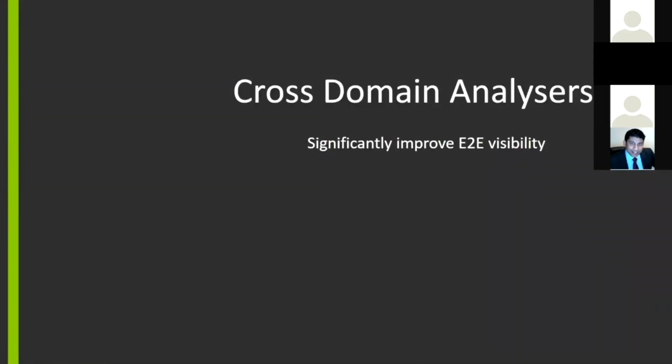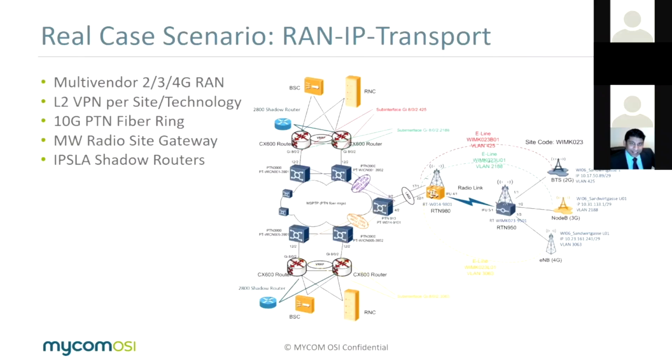Then we move into the areas of cross-domain analysis, moving on from RAN to adding backhaul and transmission. So we offer solutions to our customers which address multi-vendor 2G, 3G, 4G RAN with layer 2 VPN connectivity. And that is a typical end-to-end network comprising MPLS routers, cell-side gateways, and MSTPs, multi-service transport platforms, with radio backhaul and so on. So how do we address it?